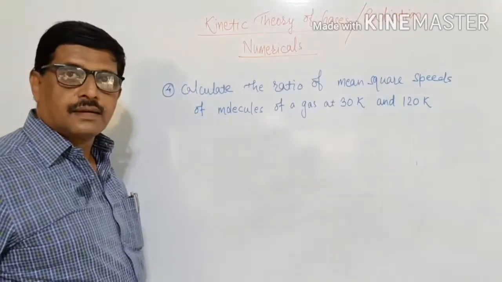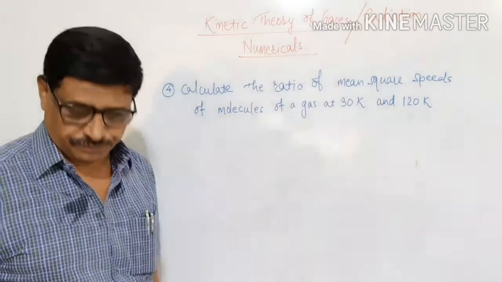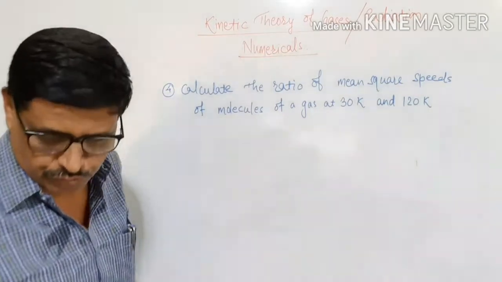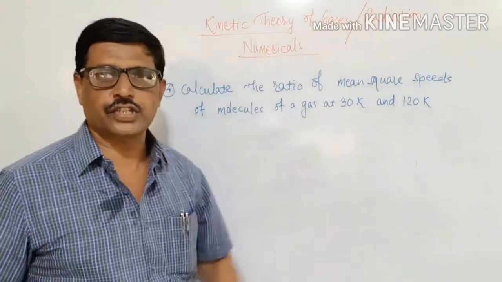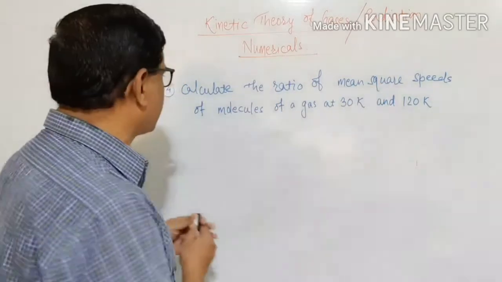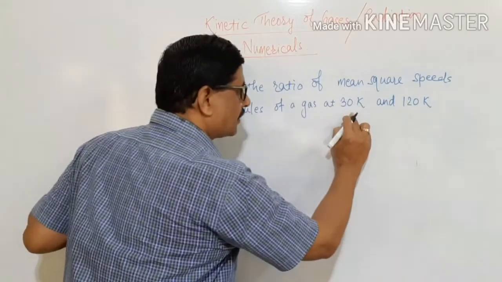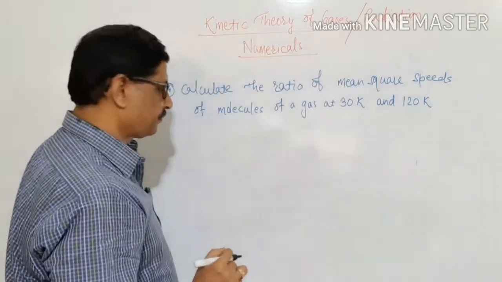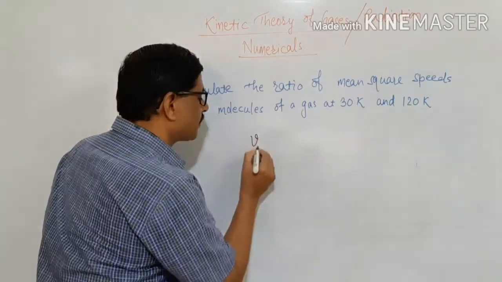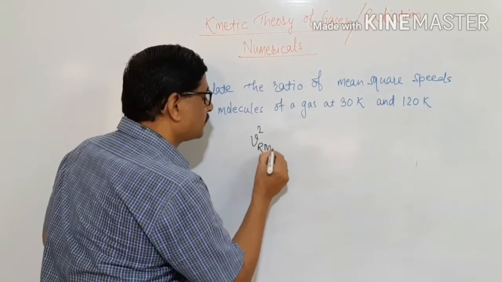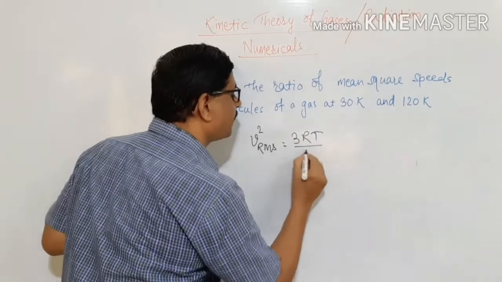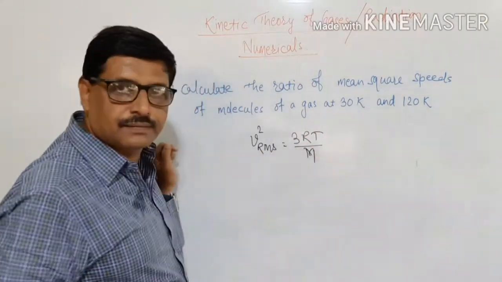Therefore, this is one more numerical in which we have to calculate the ratio of mean square speeds of molecules at two different temperatures. Calculate the ratio of mean square speeds of molecules of a gas at 30 Kelvin and 120 Kelvin. The thing that is known to us is that the mean square speed is equal to 3RT divided by capital M. This is the formula for that.